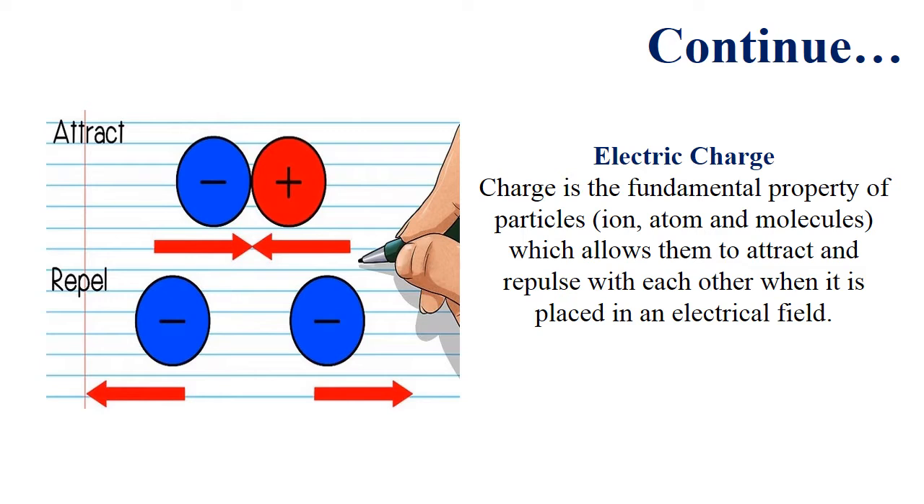Electric charge is the fundamental property of particles, ions, atoms and molecules, which allows them to attract and repel each other when placed in an electric field. Electrons have a negative electric charge. This means they attract or flow towards objects with a positive charge and repel or flow away from objects with a negative charge. Electrons are always trying to push away from other electrons, spreading out wherever they can.